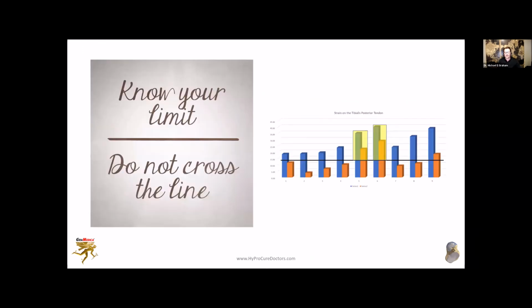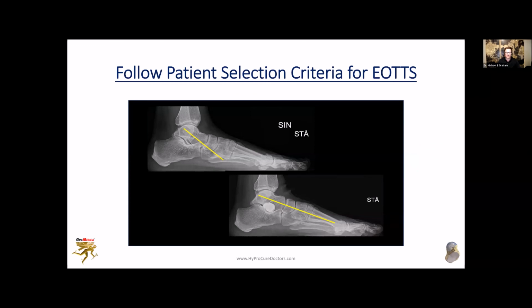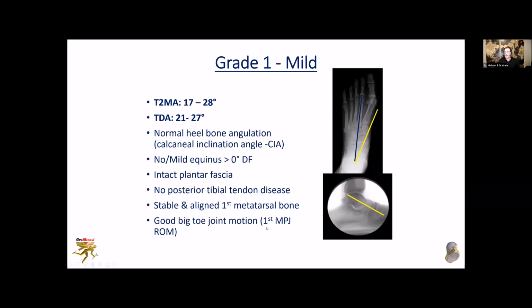Yeah, so you have to know your limits. Every procedure has a limit, so we have to keep patient selection in mind when it comes to offering EOTTS in patients with posterior tib dysfunction. So you need to follow this criteria. We've gone over this. We have another webinar that you can look at that's in our doctor locator.